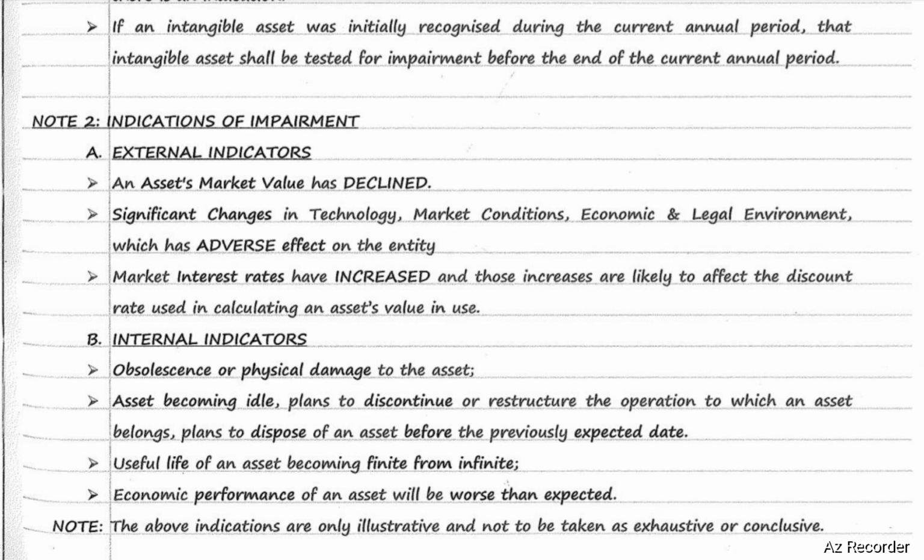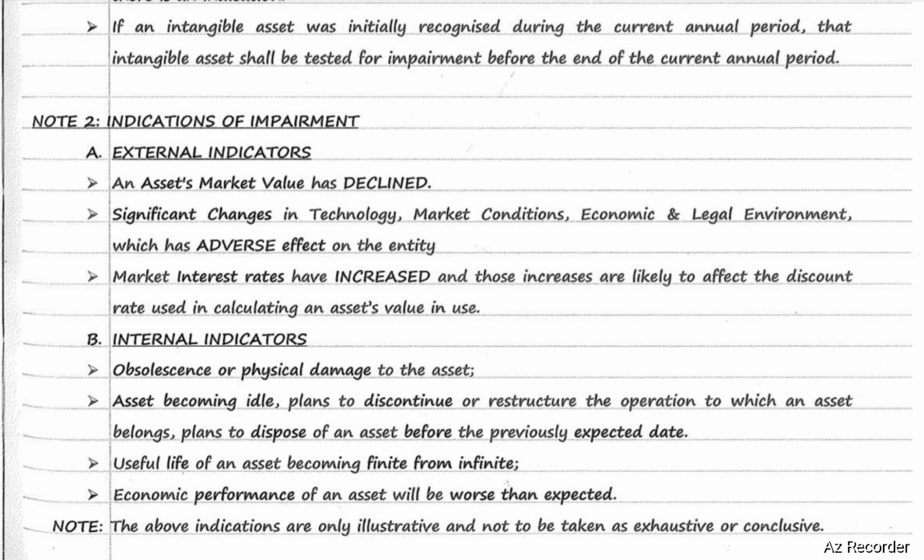External indicators: an asset's market value has declined. Second, significant changes in technology, market conditions, economic and legal environment, which have an adverse effect on the entity. Third, market interest rates have increased, and those increases are likely to affect the discount rate used in calculating an asset's value in use. These are the three external indicators.